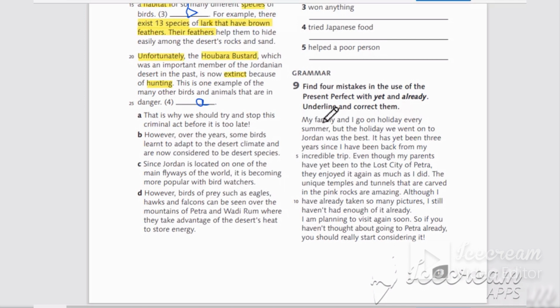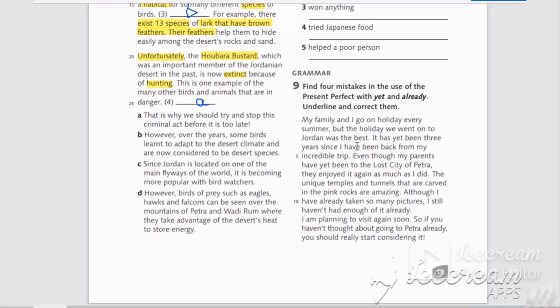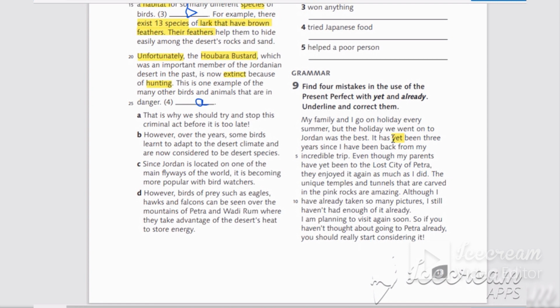First, my family and I, okay, highlight. My family and I go on holiday every summer, but the holiday we went on to Jordan was the best. It has yet been 3 years since. What is the mistake here? Excellent. Yet never comes in the middle of the sentence, and it also comes with an affirmative, which is wrong. So what do we say? It has already been 3 years. We cross out yet and put already.